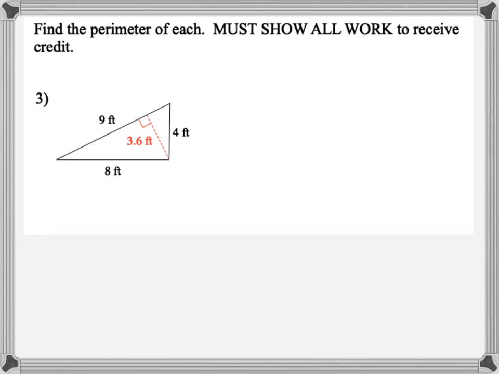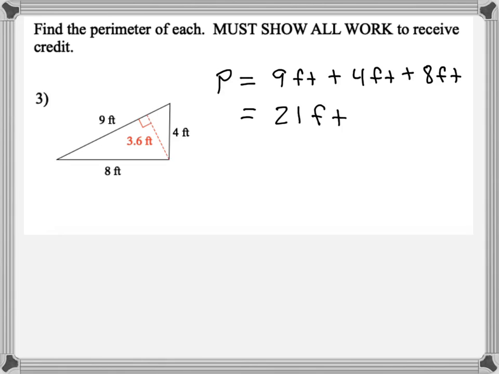Again, there in red, we have an extra piece of information we don't need for finding the perimeter, so we can ignore it. But showing our work, perimeter is equal to add the 3 sides together. We have 9 feet plus 4 feet plus 8 feet. And when we add that all together, we get 21 feet. Let's look at one last example for perimeter.